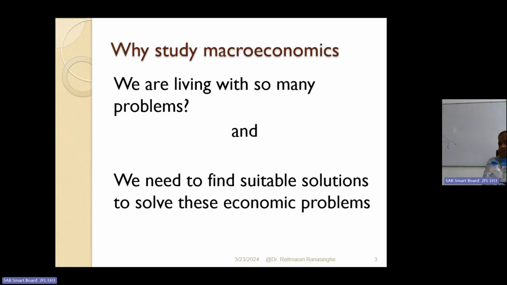What kind of problem do we have? Inflation, right? Recently we experienced a high inflation situation. So the central bank has to adopt demand management policies by raising the interest rate. That's why the central bank raised the policy rates in order to control the inflation.